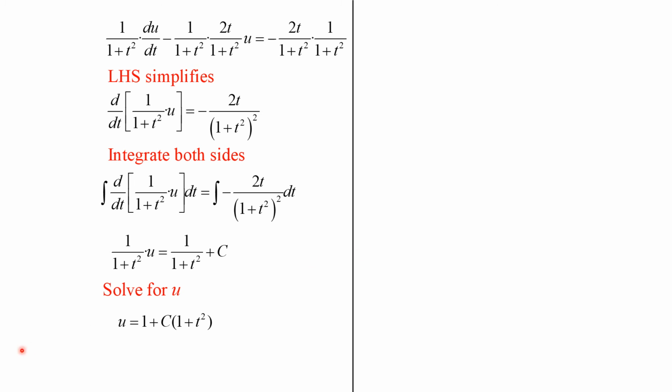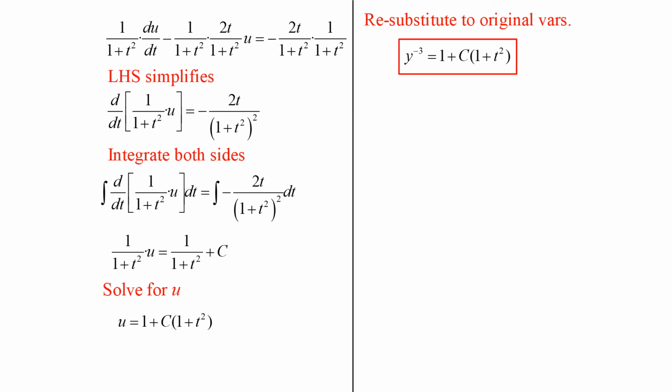And then finally, u wasn't one of our original variables, so we need to substitute back. So at the very beginning, we said u was equal to y to the negative 3 power. So y to the negative 3 will equal 1 plus c times 1 plus t squared. And that'll be the solution to this second Bernoulli equation.